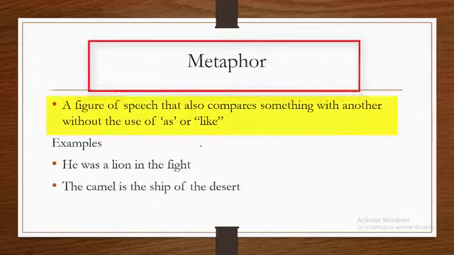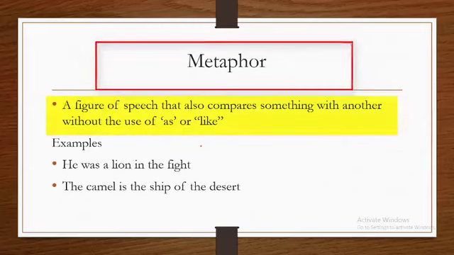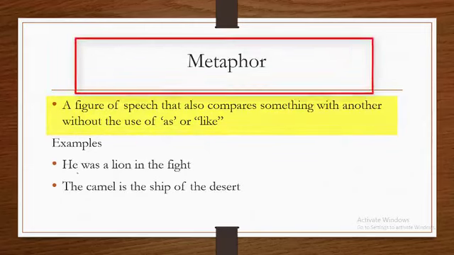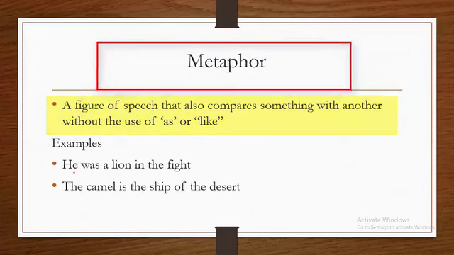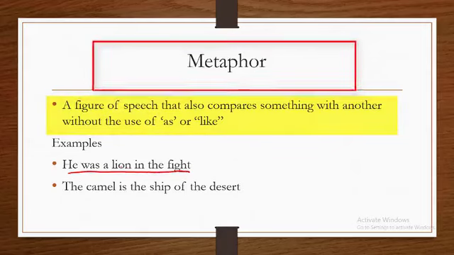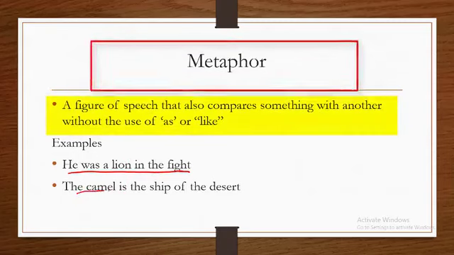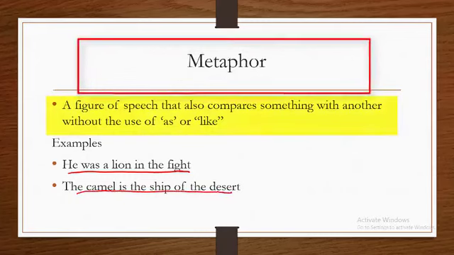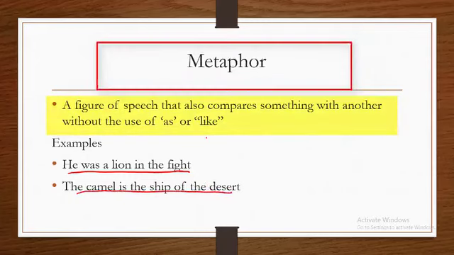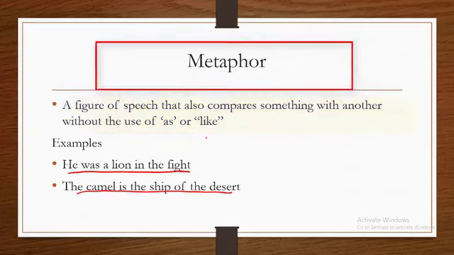Then a metaphor is a figurative speech that also compares, but this time without the as or like. For instance, we have taken examples here. He was a lion in the fight. So we are not using he was like a lion. No, we're saying he was a lion in the fight. Look at the second example. The camel is the shape of the desert. So what shape is on water is what a camel is on the desert.